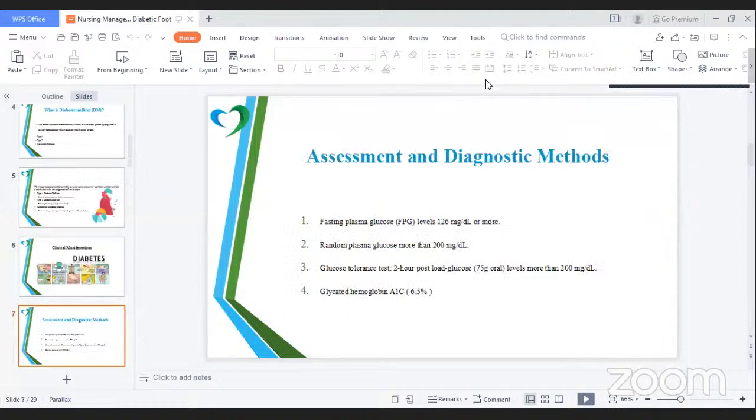Assessment and diagnostic methods of diabetes are usually by lab tests: fasting blood glucose if it is more than 126 milligrams per deciliter, random blood glucose more than 200 milligrams per deciliter, glucose tolerance test more than 200 milligrams per deciliter, and of course HbA1c.